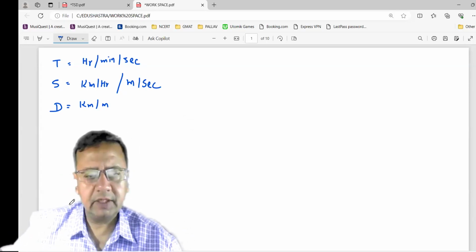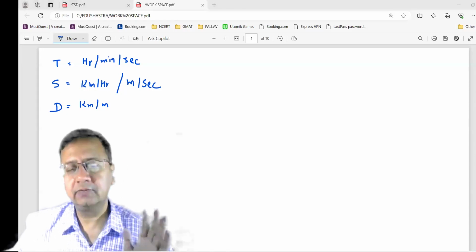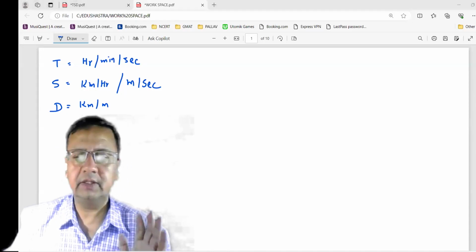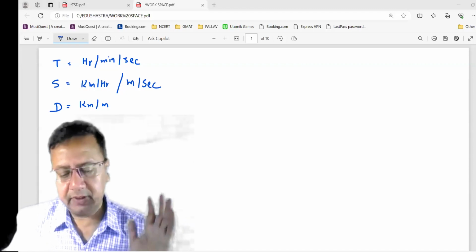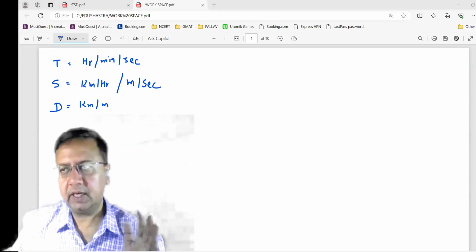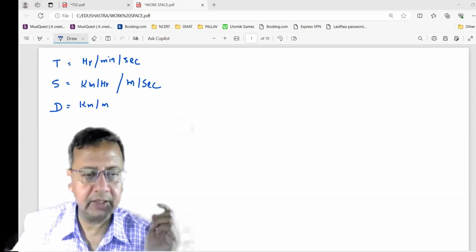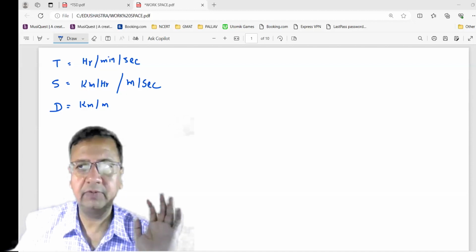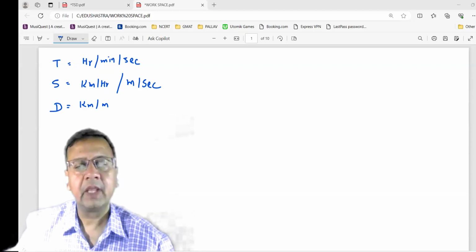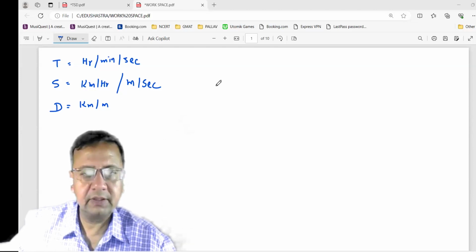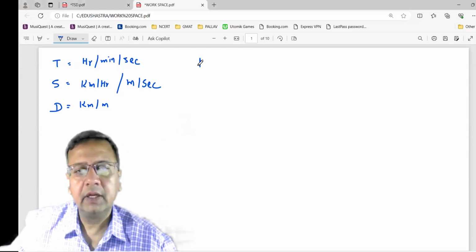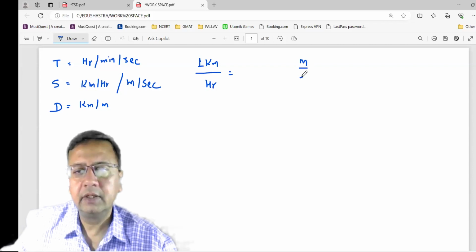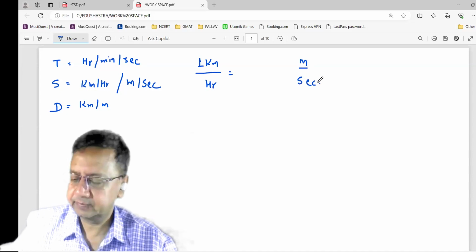If there are some different units, unit conversion is not given in the examination, right? The examiner will assume that if there is some unit and if unit conversion is required, you will always be able to do the unit conversion, right? They will not give the conversion of units, right? So take this as some standard thing. Can you tell me, 1 kilometer per hour is equal to how many meter per second?